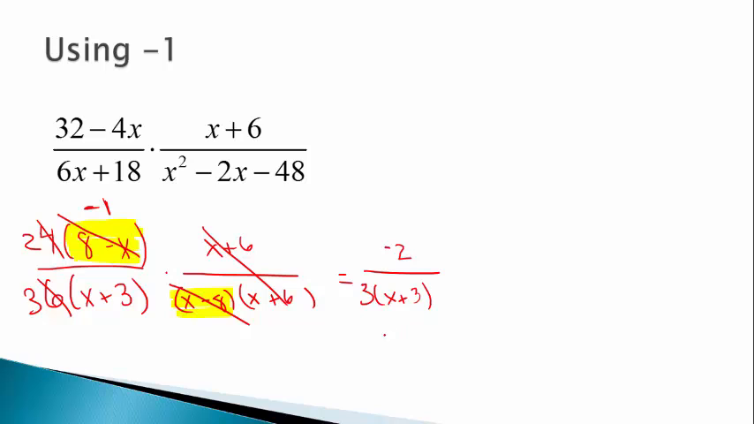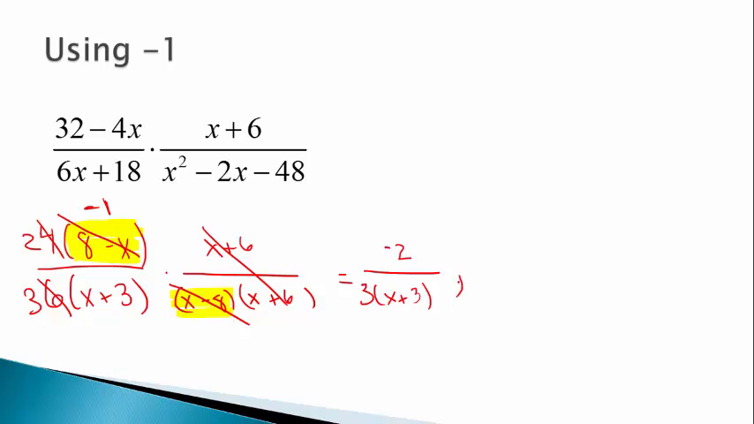Notice, and I did this in the last one as well, I didn't distribute anything. I left everything out. That's totally fine. If you wanted to rewrite this as negative 2 over 3x plus 9, that works too. It doesn't really matter to me. You don't have to factor to refoil, if you know what I mean.